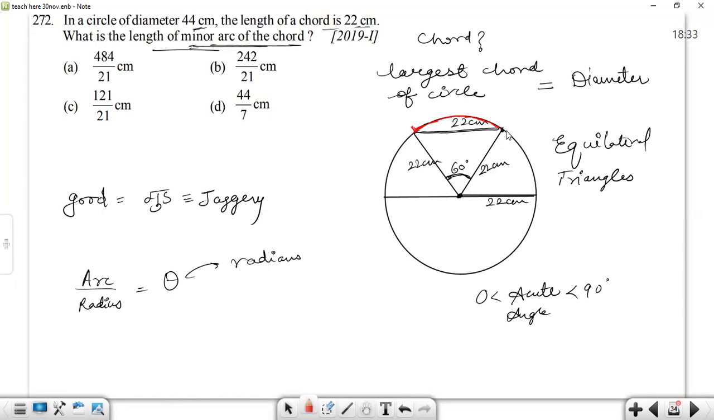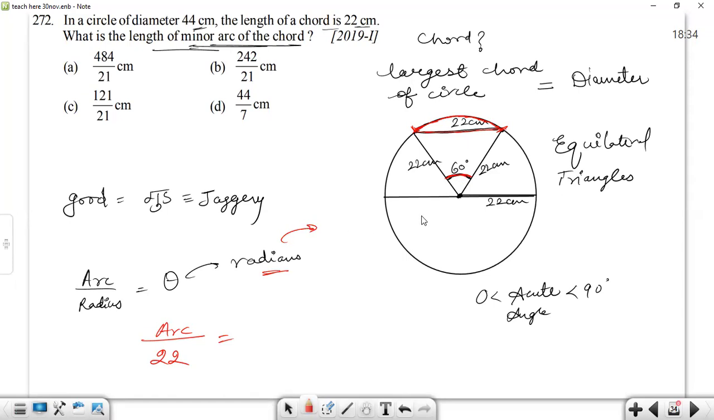So this arc is the minor arc formed by this particular chord of 22 centimeters. Now we know this is subtending 60 degrees of angle at the center. So we know a formula that theta, which is in radians, is equal to arc by radius. Now the length of the arc is what we have to find out. The radius is 22 centimeters. What is theta? 60 degrees.